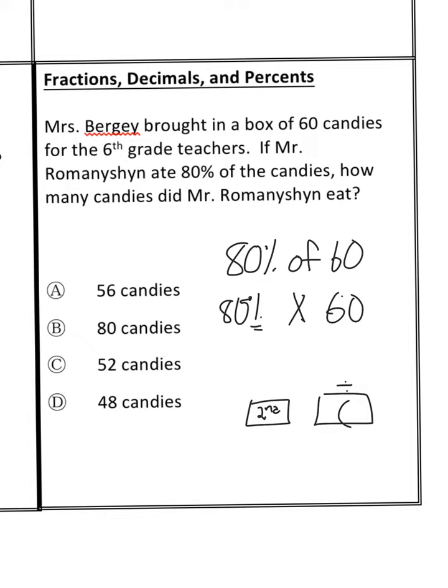Now let's say you don't have a percent sign. Then you can always change your percent to a decimal by moving your decimal twice to the left. So if you type in 0.8 times 60, you'll get the same thing, and that is the correct answer of D, 48 candies. So remember what percent of a number means. It means times. Hopefully you made all your corrections and you will be ready to go. Thanks.